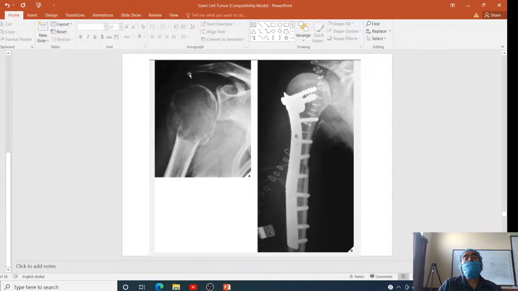This is a GCT of the upper end of the humerus. So there is a fracture here. So you can't leave it like that. So we took it out and put a plate and fixed that, and fixed it with bone grafts inside.